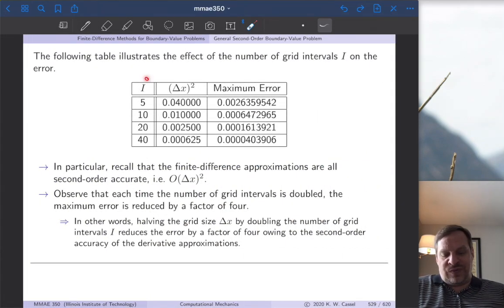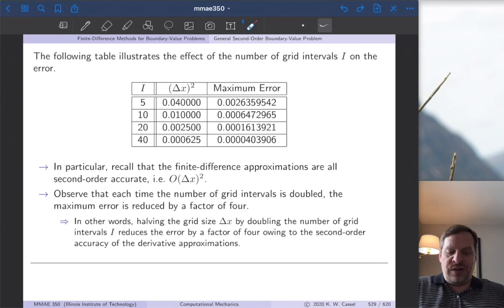If you look at the effect of the resolution, so we're going to look at the effect of increasing I. I just showed you where I is 20, but let's try 5, 10, 20, and 40, so doubling the number of intervals each time, and get the maximum error and see how the maximum error changes as we increase the resolution. So for comparison, here is delta x squared. Remember, the error is order delta x squared. It's not equal to delta x squared, but it's of the same order. So that means that we can multiply some coefficient times delta x squared to get the actual error. We don't know what that coefficient is.